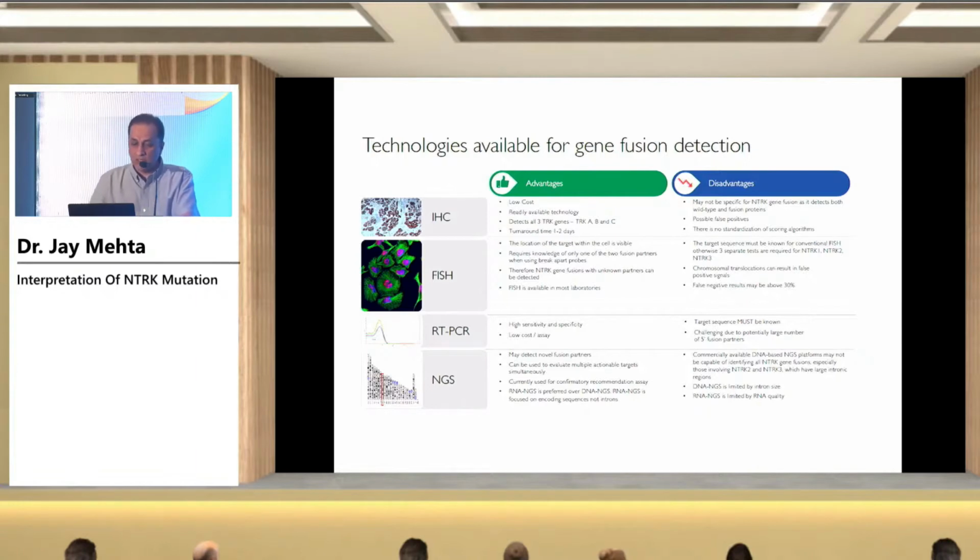Real-time PCR is good. It has high sensitivity and specificity. It's kind of low cost. The issue is that we must know the target sequence because you're putting up labeled primer sets or probes towards those genes. So you can't possibly identify novel fusions.